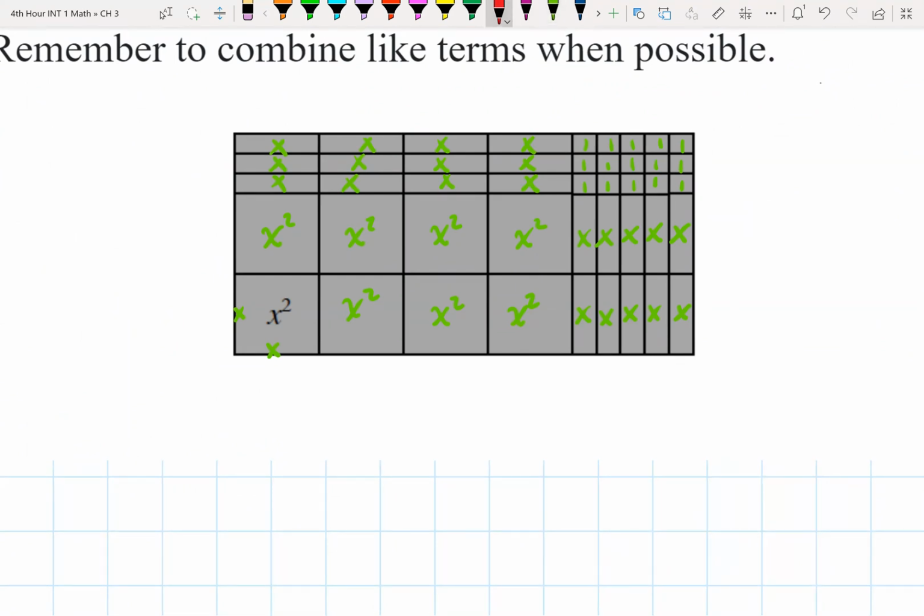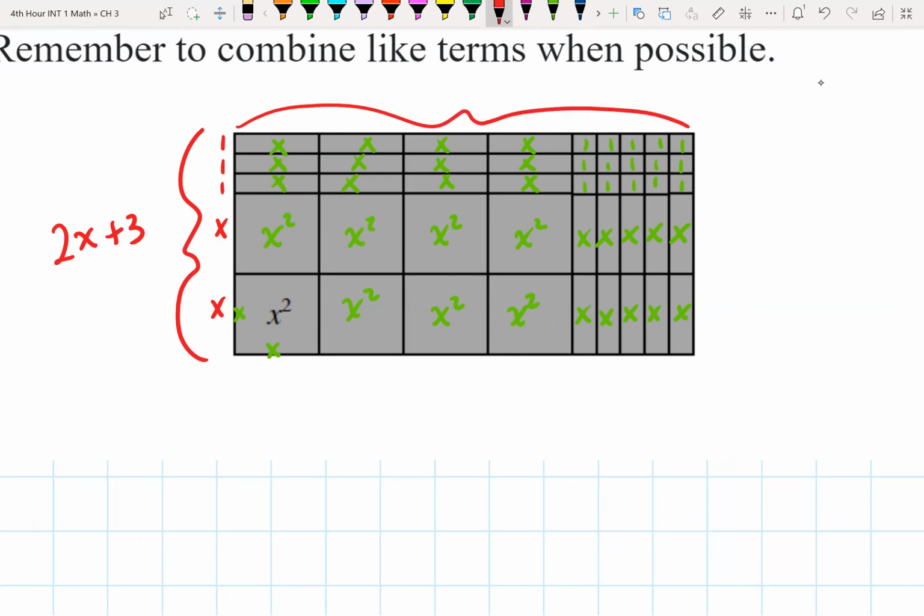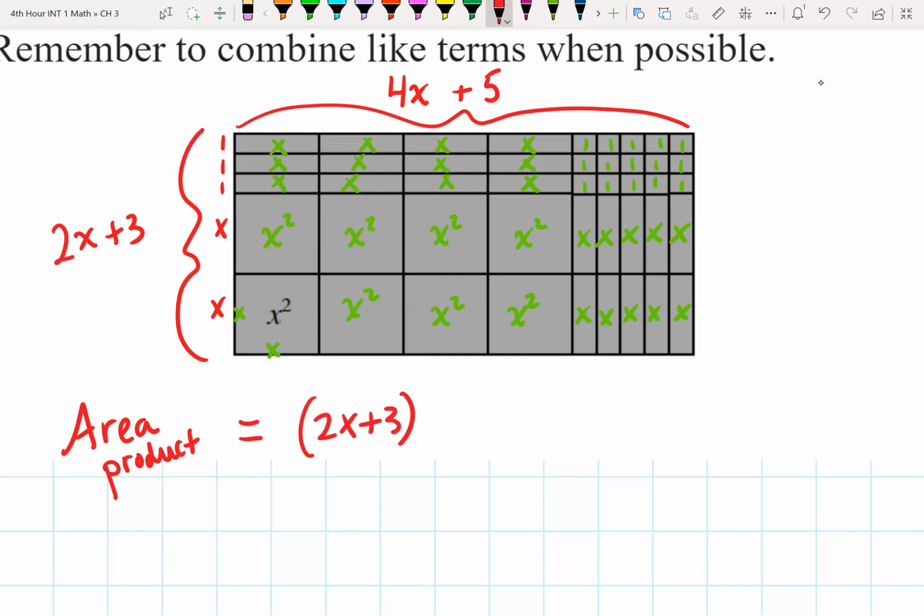To write this as a product of its dimensions, we need to know the dimensions. So this is 1, 2, 3, x, and x. That's 2x plus 3, the first dimension of this rectangle. On top here, I got x, 2x, 3x, 4x, plus 1, 2, 3, 4, 5. So the area as a product of its dimensions is equal to 2x plus 3 times 4x plus 5.